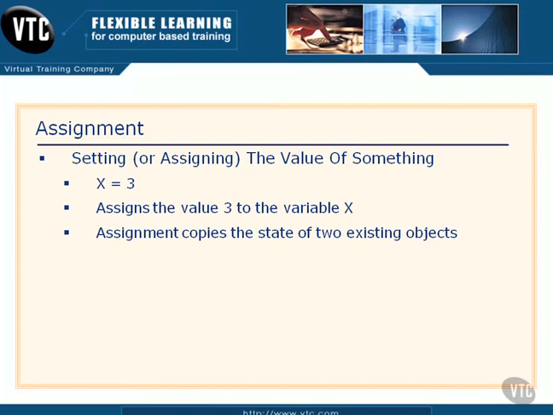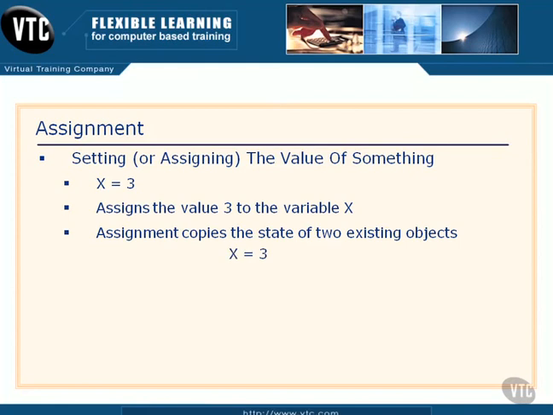Now here's something you need to remember. Make sure you burn this into your brain. Assignment simply copies the state of two existing objects. We're going to make a copy of the state of one object, which is, in this instance, our integer 3, and we're going to copy the state of that, or the value 3, into this integer variable called x.